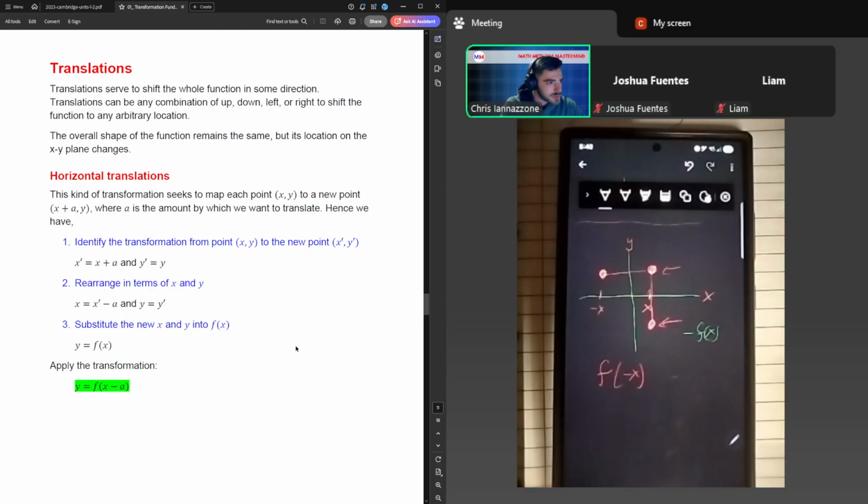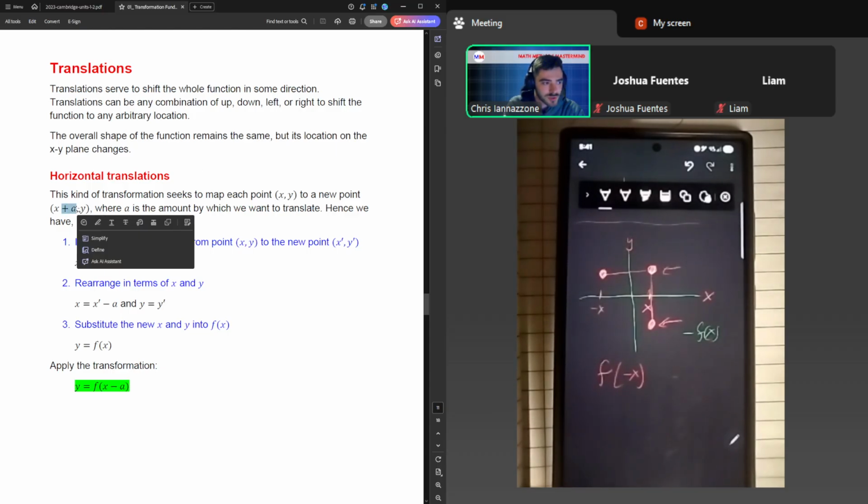Last up for the fundamental transformations is the translation. This is where you're shifting either horizontally or vertically. These will look like a plus or a minus either on the x value or on the y value, depending on which direction you want to go. In the case of horizontal translations, you're applying it to the x, of course. Shifting horizontally, horizontal is x. X plus a shifts right, x minus a shifts left.